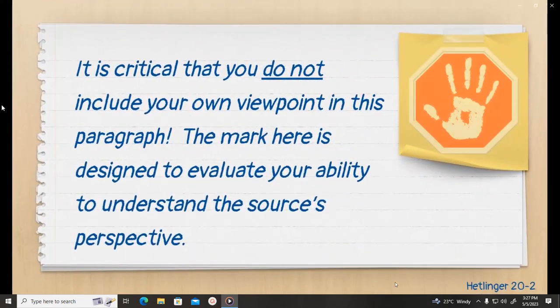It's critical in this paragraph you don't include your own viewpoint. There is a mark specifically designed to evaluate your ability to understand somebody else's perspective. So this is your opportunity to show that you understand what other people are saying and the pros and cons to their arguments without putting your own viewpoint here.